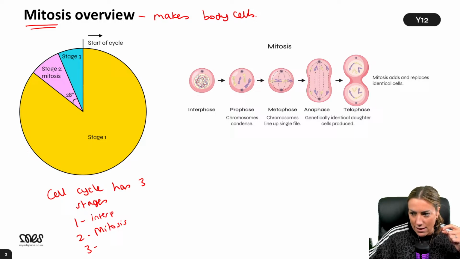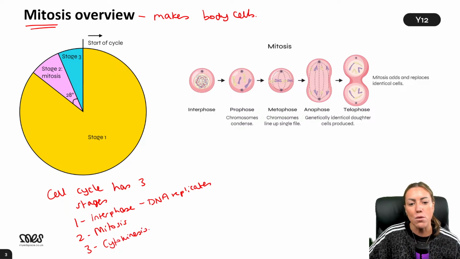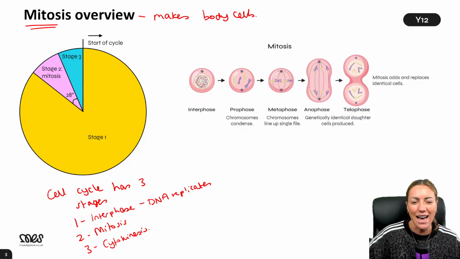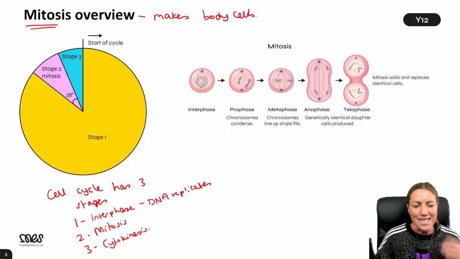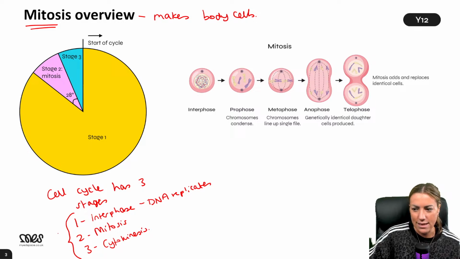Interphase, which we mentioned last lesson, because that's when the DNA replicates during interphase. And then Esther says cytokinesis is stage 3. So we're going to focus on mitosis today, but obviously we'll have to mention interphase and cytokinesis because they come before and after, so they're linked, yeah? But together, these 3 phases form the whole cell cycle.